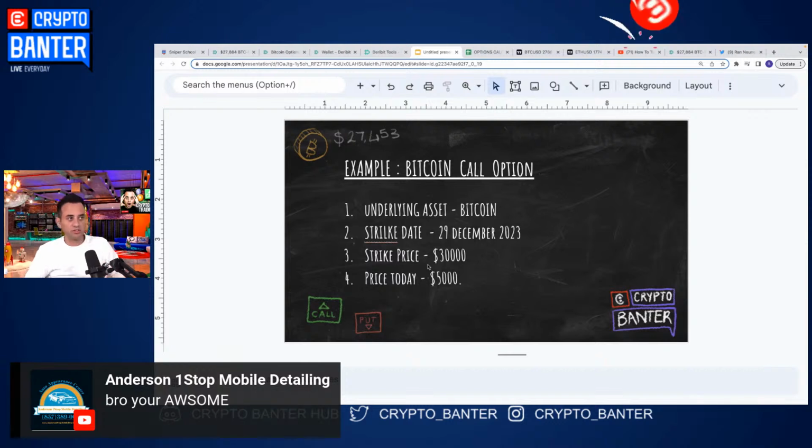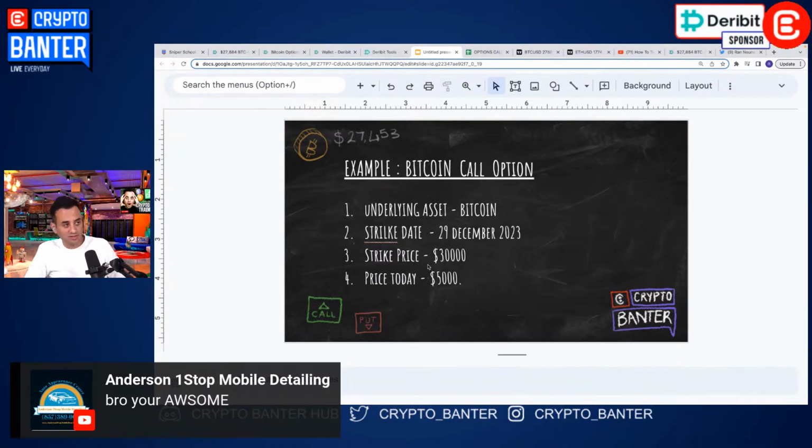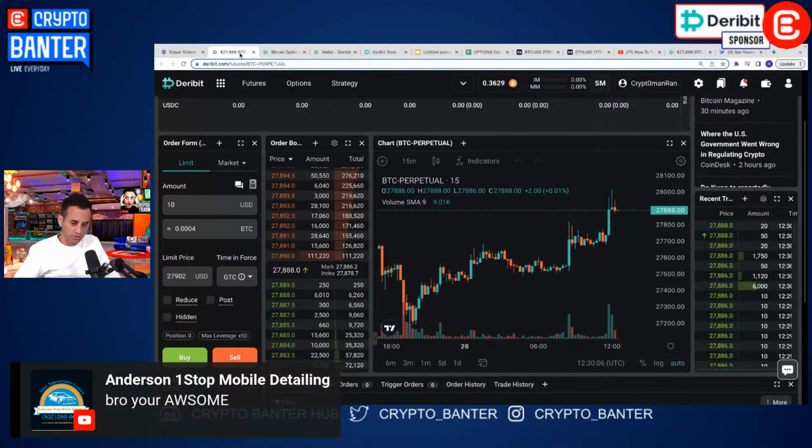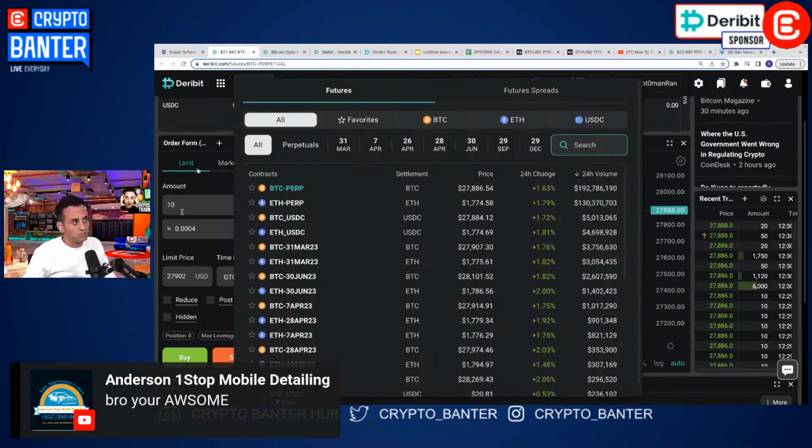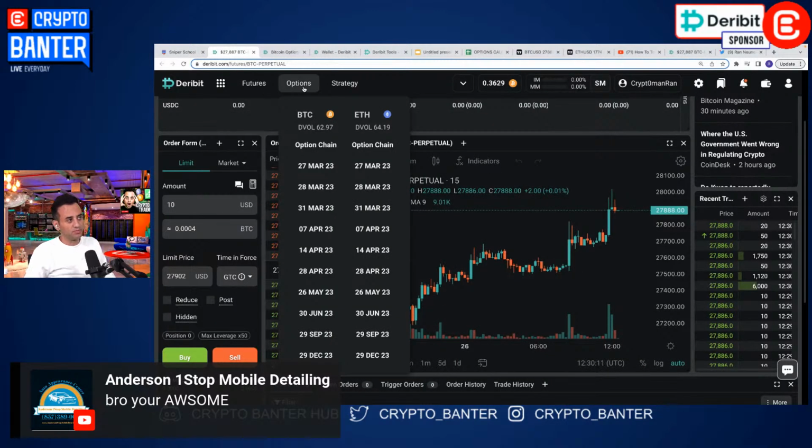And I'll show you a very simple example. You can have a Bitcoin call option, which would mean that the underlying asset is, of course, Bitcoin. The strike date, we could say, is 29th December 2023, which is almost at the end of the year. We can have a strike price of $30,000, and you can have a price for the option today, which is $5,000. And if you do go onto Deribit, who are our partners here, and you look at their interface, which is this interface over here, and you press options, you can see it's broken up into Bitcoin options on the one side and Ethereum options on the other side.